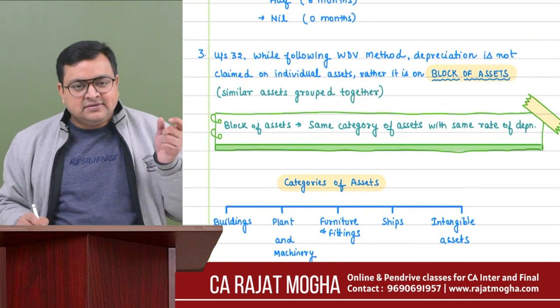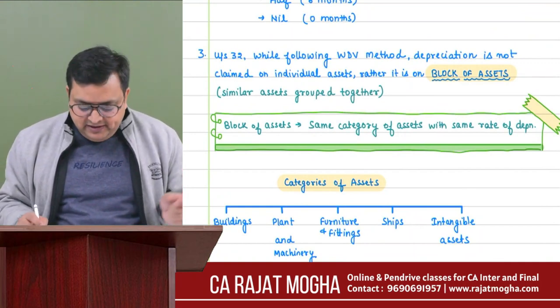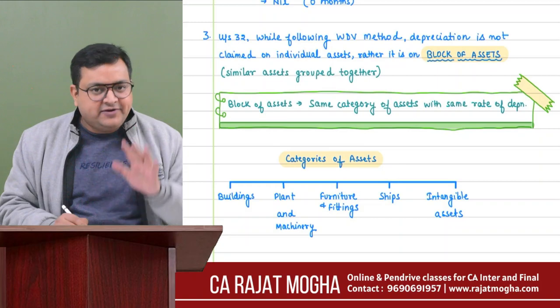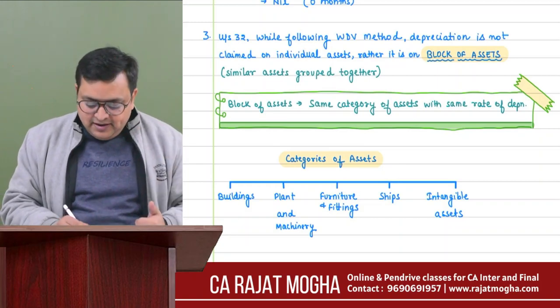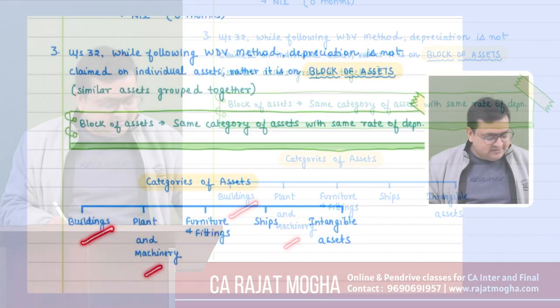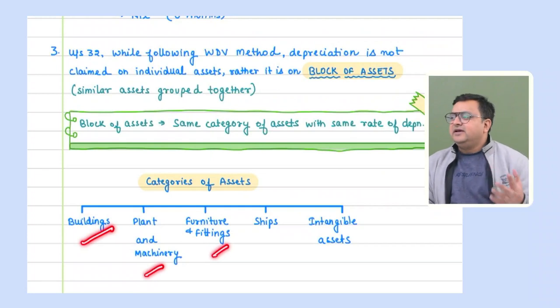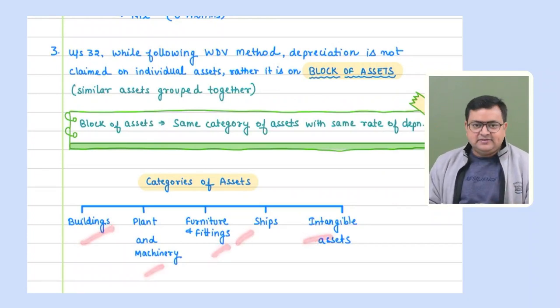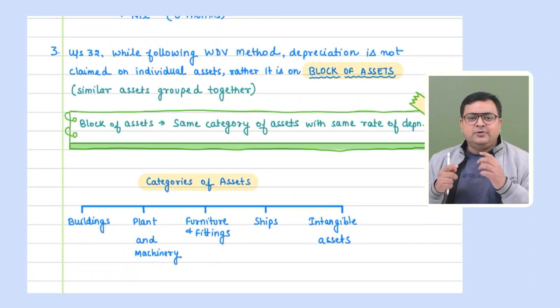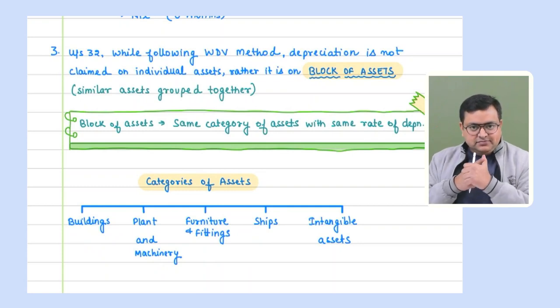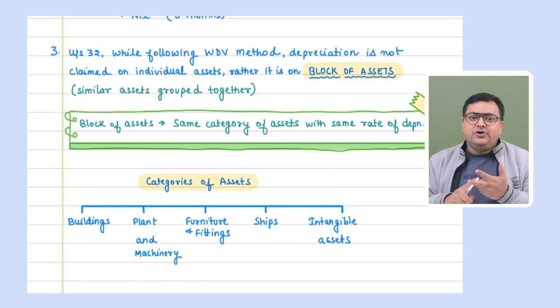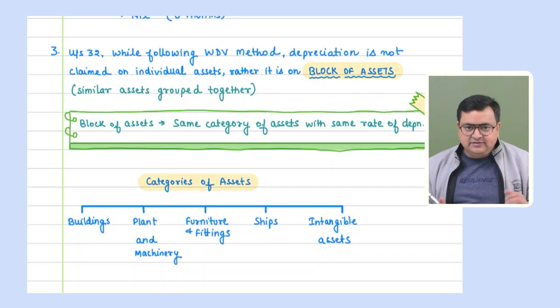Block of assets means assets belonging to the same category. We have five categories. What are the categories? Building is one category, plant and machinery is another, furniture and fittings is another, ships, and intangible assets. Should I repeat it once again? First is building, second is plant and machinery, third is furniture and fittings, fourth is ships, and fifth and last category is intangible assets.